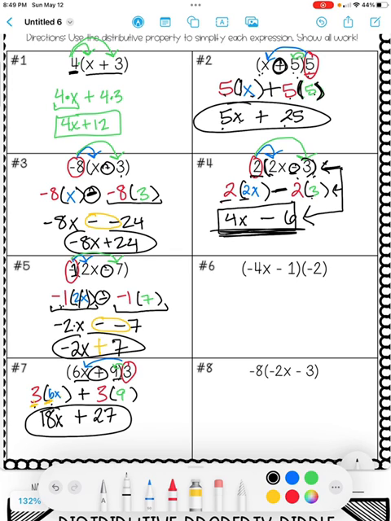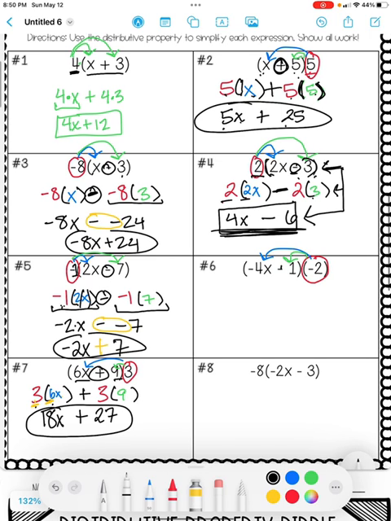Okay, looking at number 6, my goal is to distribute negative 2 as the second factor to both the negative 4x term and the 1 term from the first factor. And the terms negative 4x and 1 in my first factor are being separated with a minus sign. So we're going to have negative 2 multiplied with negative 4x.